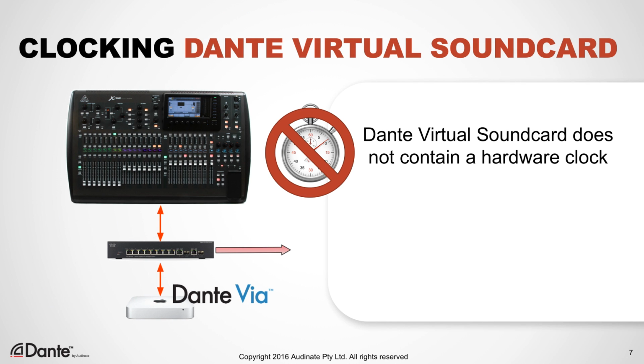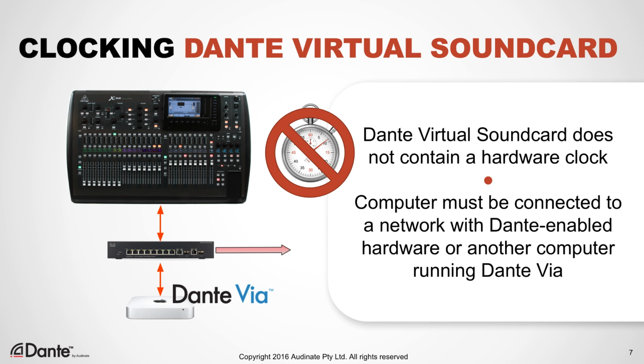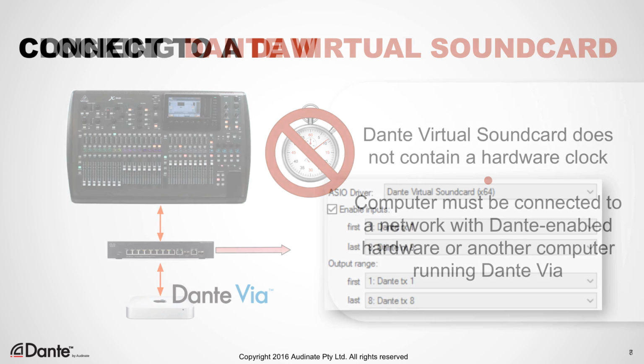Unlike Dante hardware devices, Dante Virtual Soundcard does not generate a PTP clock that may participate in Dante clock elections. Your computer must be connected to a network that contains Dante hardware devices or a running copy of Dante VIA software on another computer to receive a clock. This means that a network composed of only computers running Dante Virtual Soundcard cannot be used to transport audio. Dante VIA and Dante Virtual Soundcard cannot run simultaneously on the same computer.